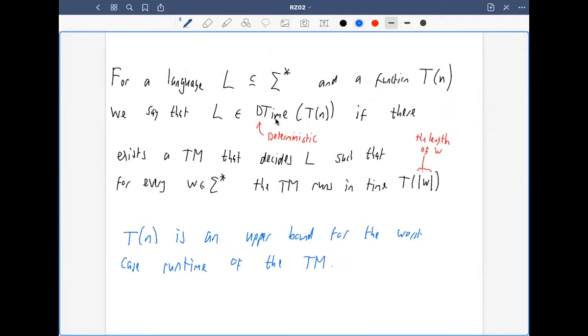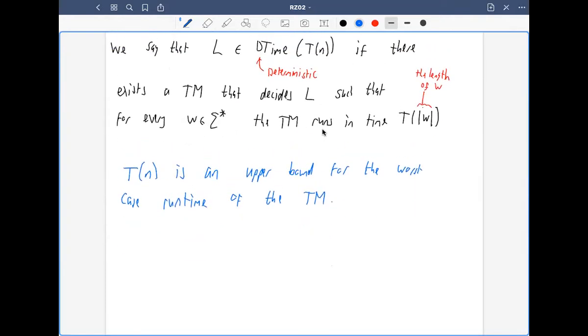And notice that we're defining a set of languages. For any function t, defined on natural numbers, we're defining a set of those languages that have a decision procedure that runs in time of that function.